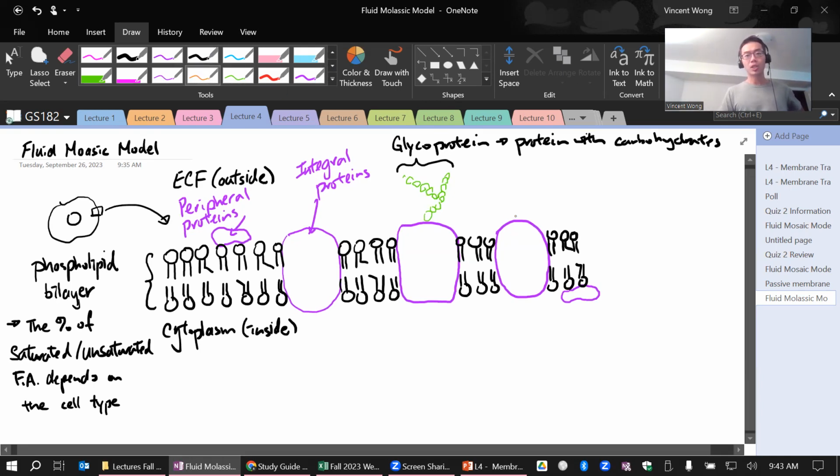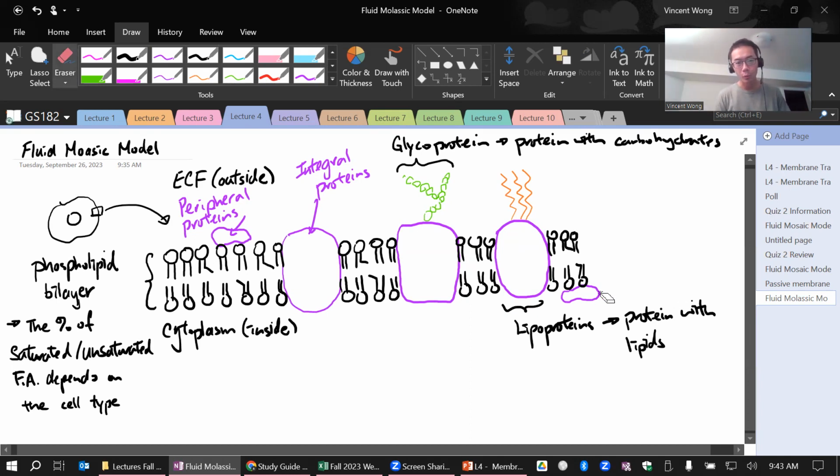And then you will have some that have lipids on them. Okay, lipids, like a fatty acid like that. And these would be called lipoproteins. Protein with lipids. Okay. So there is another peripheral protein, if you want to label it. It can be on the outside leaflet or the inside leaflet.